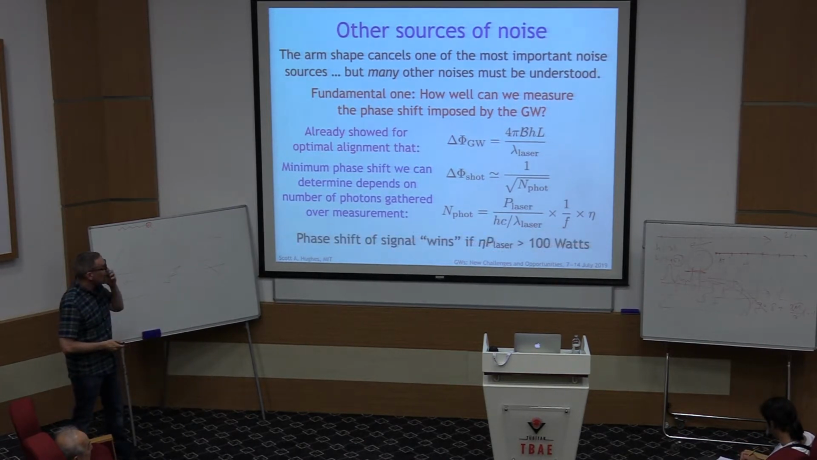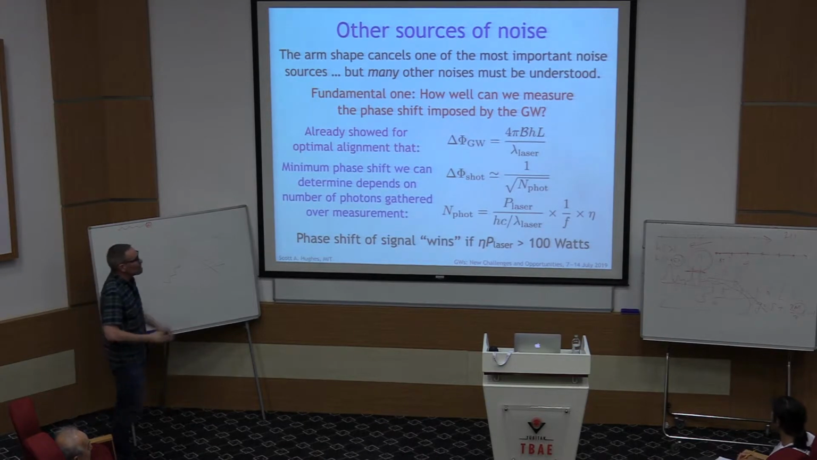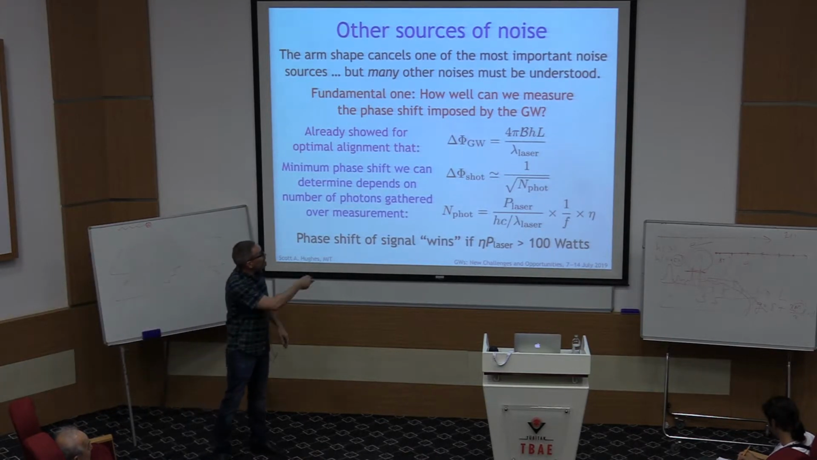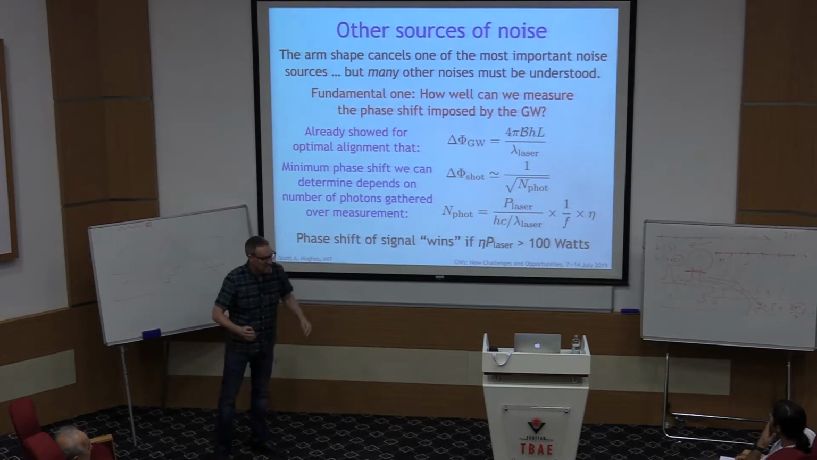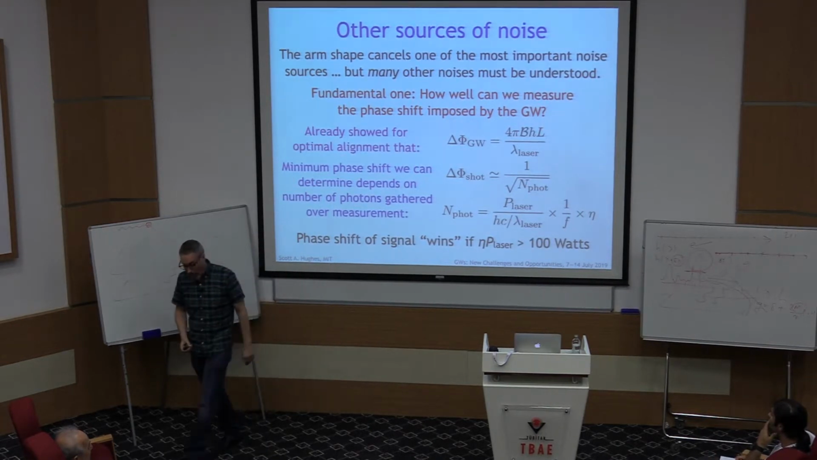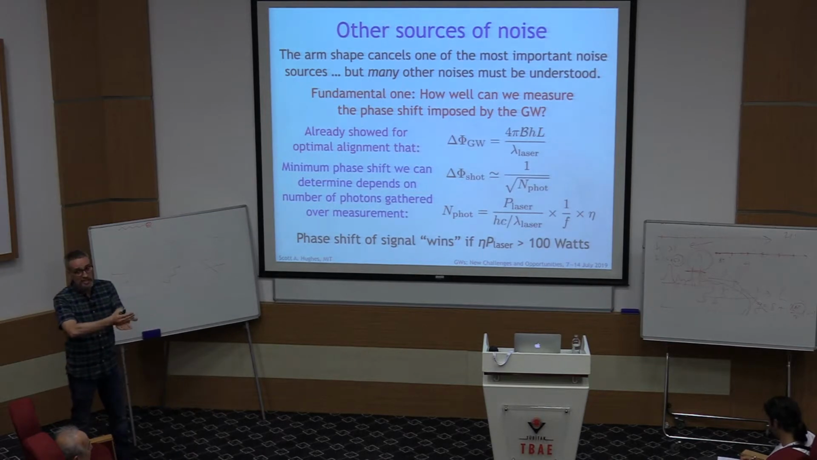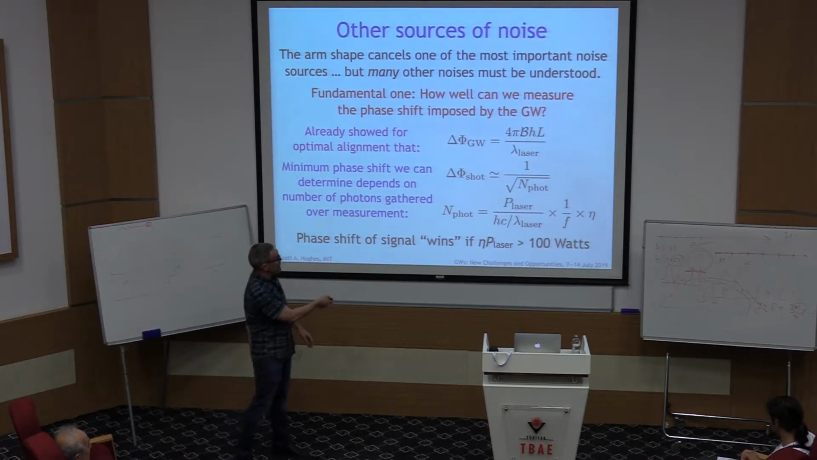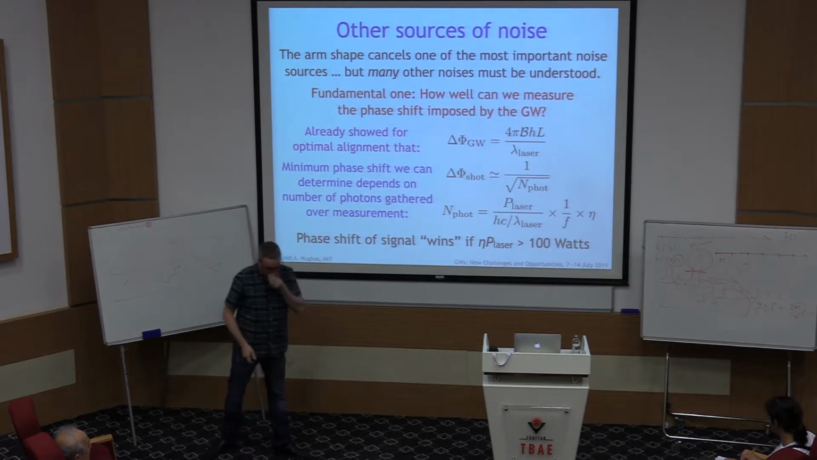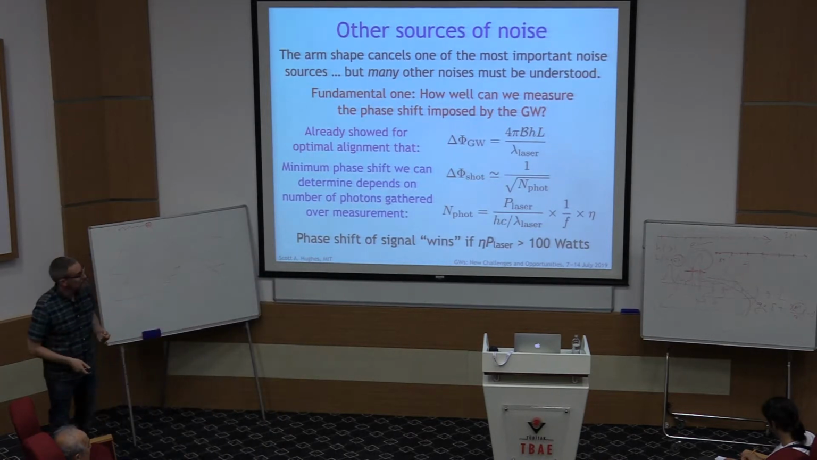So when you put all this together, what you find is that, roughly speaking, the gravitational wave signal will win if the quantum efficiency times the power of the laser is greater than about 100 watts. That's just to achieve parity across the band that we're interested in. You really need a lot more than that if you want to beat it down and get really good signal-to-noise ratio. This tells you that you need a good product of these two quantities. You need a lot of power circulating in your arms, and you need good detectors, good quantum readout devices.